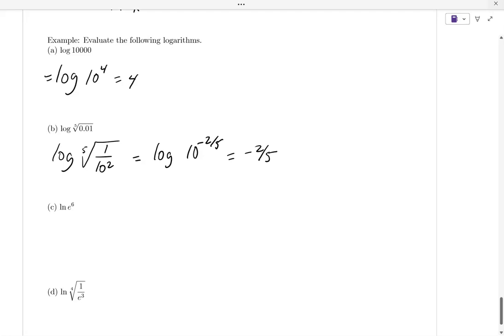And if you were to type this in your calculator to start with, if you would have typed in log of the fifth root of 100th, your calculator would spit out 0.4, which is 2/5.